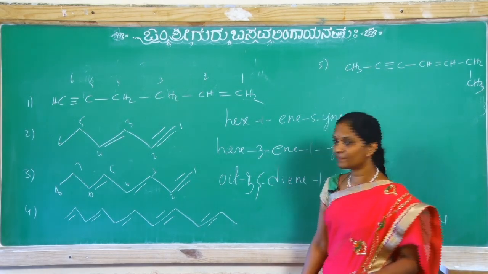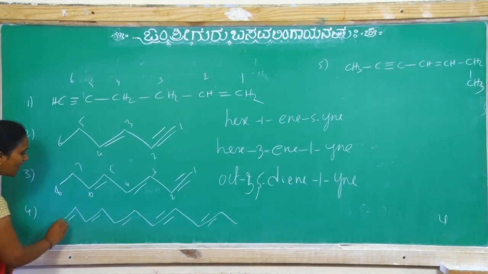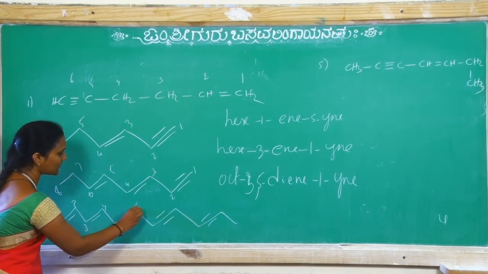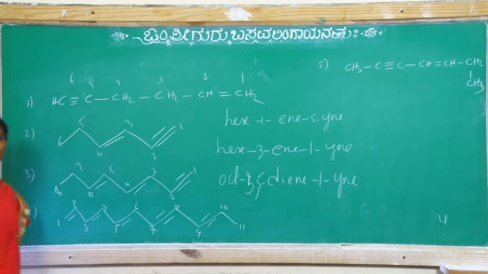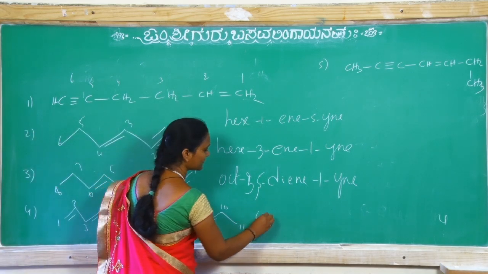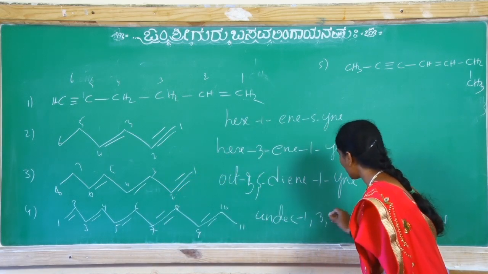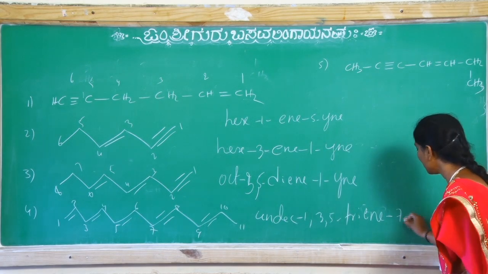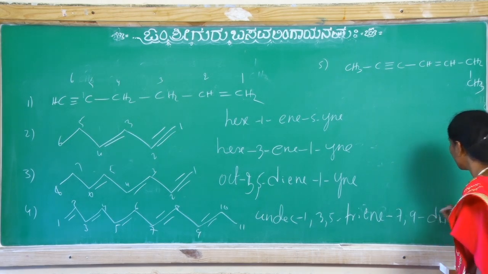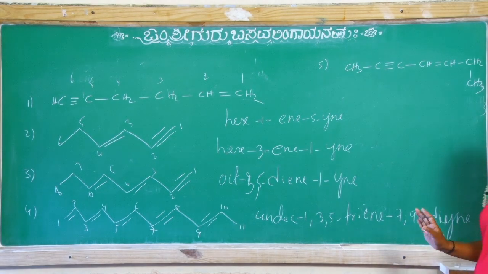Next, least sum, that side only. This side. So 1, 2, 3, 4, 5, 6, 7, 8, 9, 10, 11. Okay, undec. 1, 3, 5: triene. 7, 9: diyne. Name of this compound: undec-1,3,5-triene-7,9-diyne.